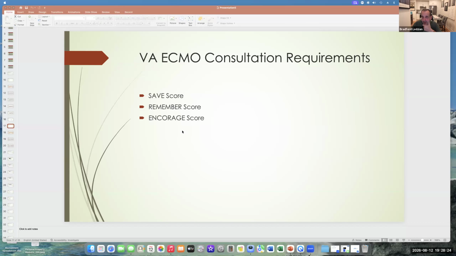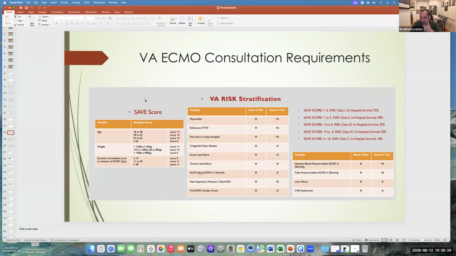And there's also what's called the Remember and the Encourage score, and we'll talk about each of these. And you can see here for your SAVE score, it's roughly the same idea. It talks about in-hospital survival, and you can see all the factors that go into it: age, weight, the amount of time you've been intubated, your type of diagnosis, whether it's acute or chronic, whether it primarily involves the heart or other organ systems, and then manifestations of cardiac dysfunction in other systems, and how all those things come together to create a risk stratification score.